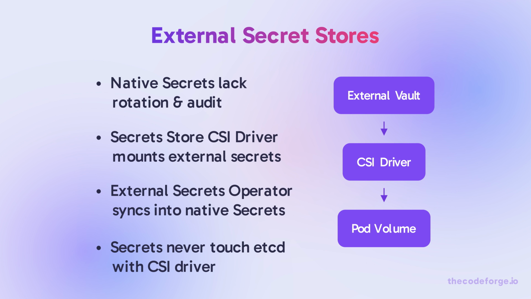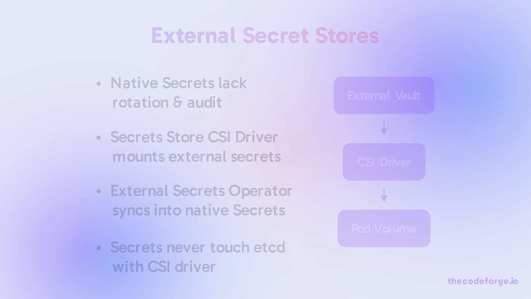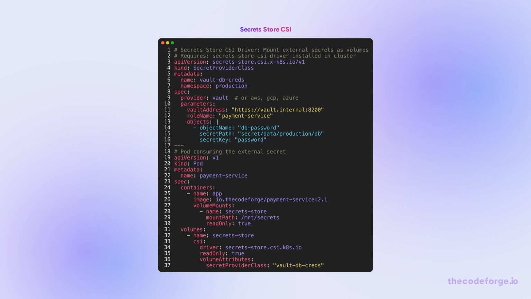The Secrets Store CSI driver mounts external secrets directly into pods without storing them in etcd. This configuration uses the Secrets Store CSI driver to mount a secret from Vault. The SecretProviderClass defines the provider and path. The pod mounts the volume, and the secret is never stored in etcd.